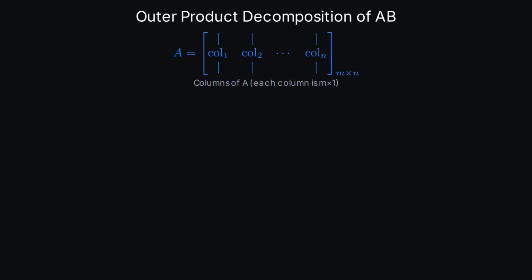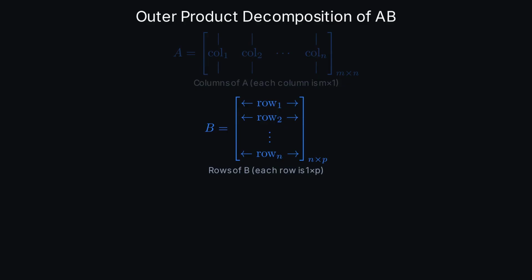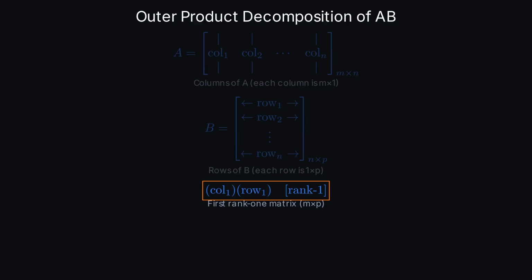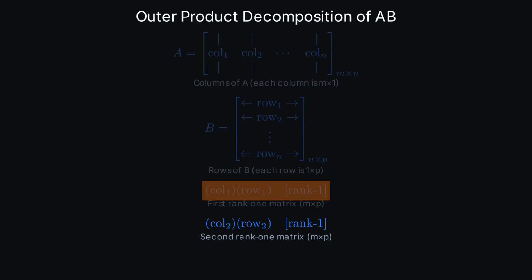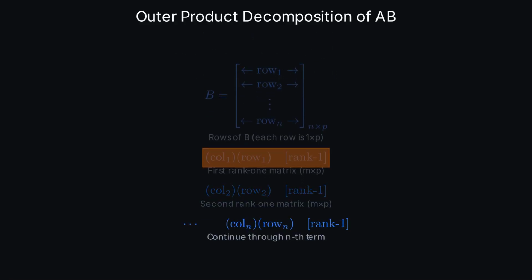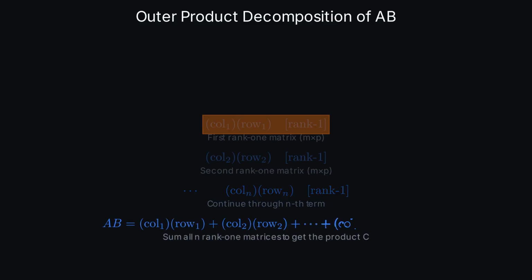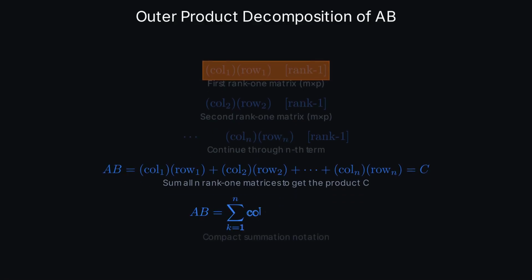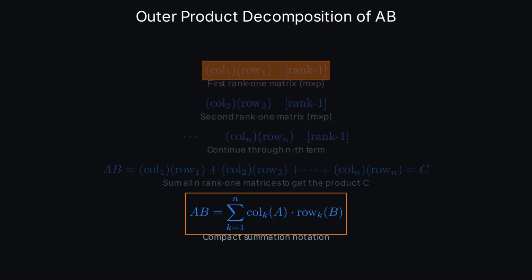The entire product A times B equals the sum of n rank 1 matrices. Column 1 of A times row 1 of B gives one rank 1 matrix. Column 2 of A times row 2 of B gives another rank 1 matrix. Continue this pattern through column n times row n. Add all n of these together, and you get the product C. In summation notation, A times B equals the sum from k equals 1 to n of column k of A times row k of B.